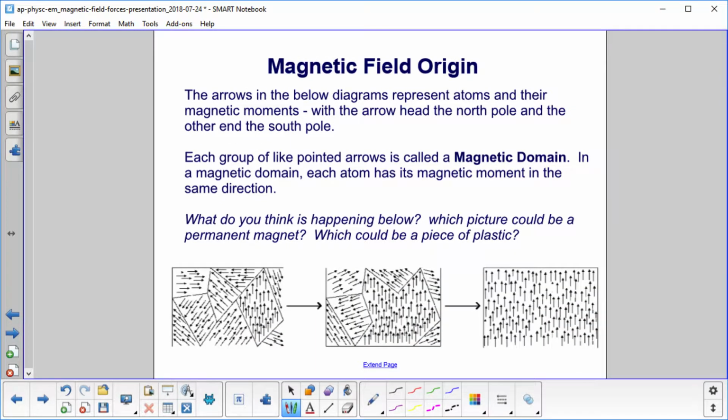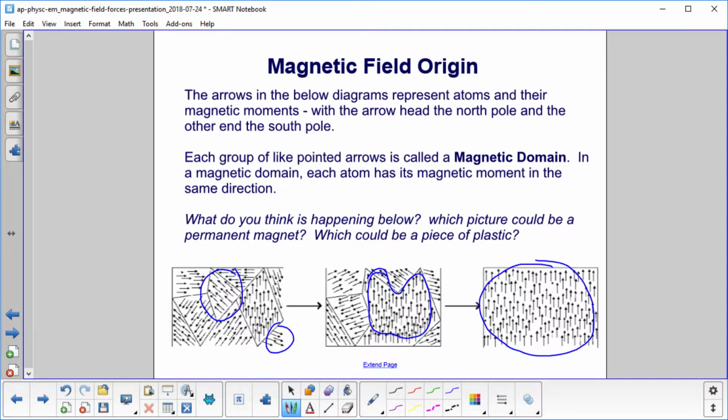The arrows in the below diagrams represent a bunch of atoms and their magnetic moments, with the arrowhead the north pole and the other end the south pole. So here's a group where all the magnetic moments are in the same direction. Here's another group. This one you can see more of them are in the same direction, and in this one they're all aligned. Each group of like-pointed arrows is called a magnetic domain. In a magnetic domain, each atom has its magnetic moment in the same direction, just like we circled down below.